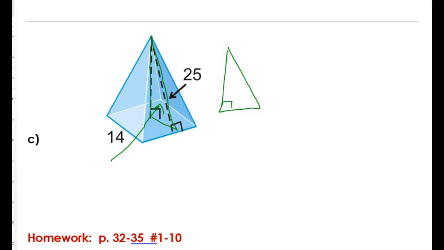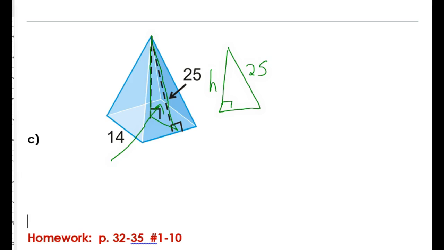And so let's fill in what we know about that triangle. Well, I do know that the hypotenuse here is 25. Okay, and I know that the height of the whole pyramid is really represented by that one side of that right angled triangle. So I'm going to call it H.